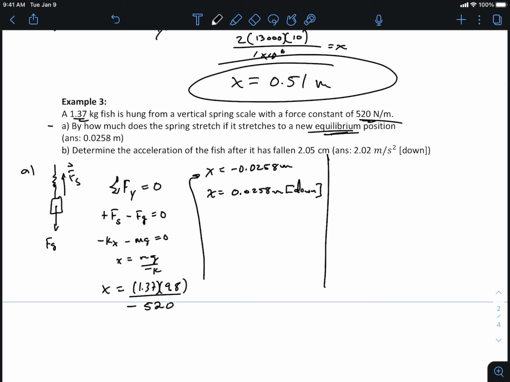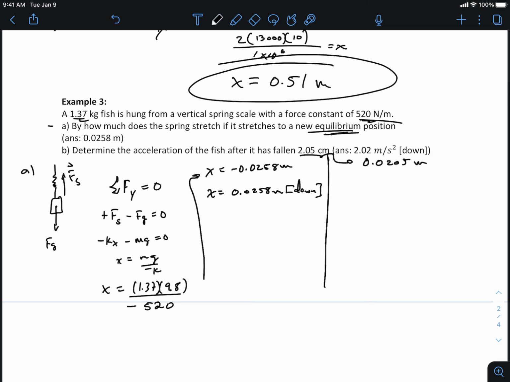Okay, now, second part here. So part A, that's how far it got displaced to reach that new equilibrium. For part B, it says determine the acceleration of the fish after it has fallen 2.05 centimeters. Okay, so just be careful with that because I messed that up this morning, and we're getting some astronomical accelerations. We want to convert that to 0.0205 meters. Okay, right off the bat, just do that.